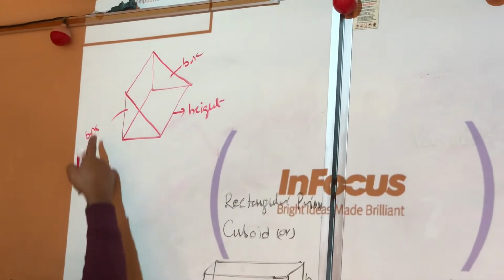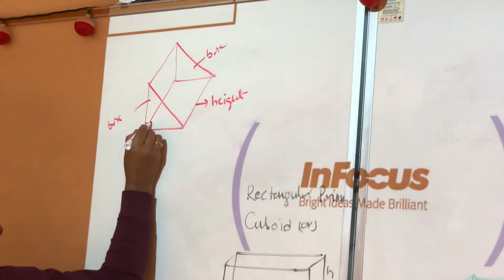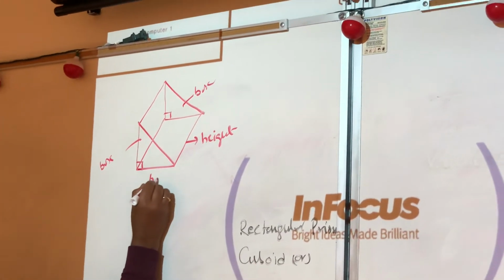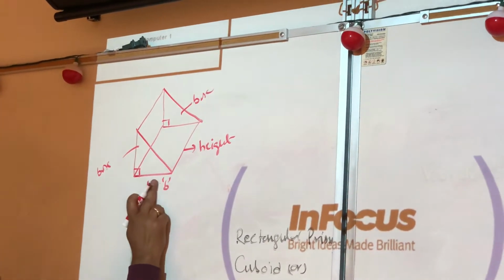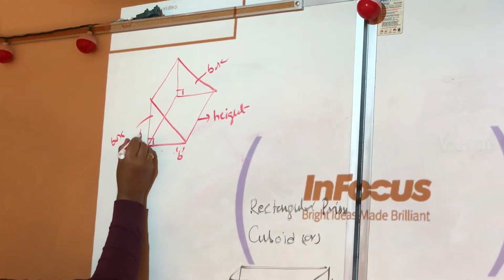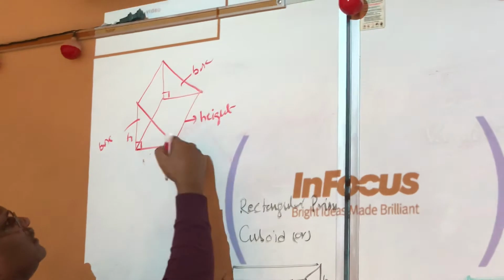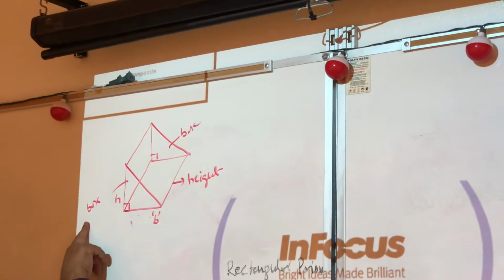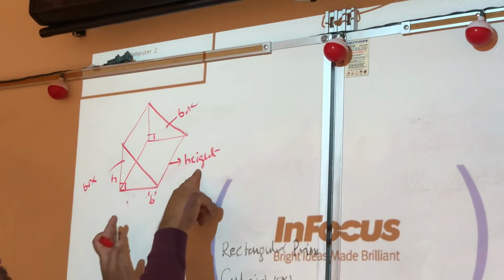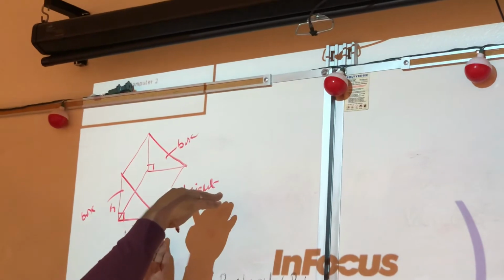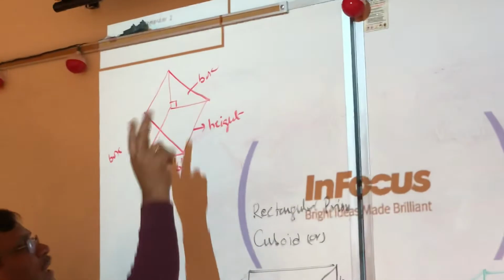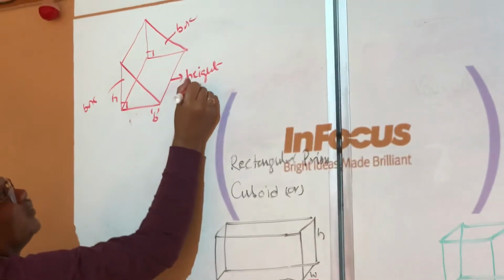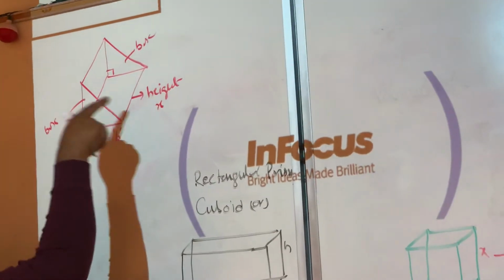So now the base is a triangular shape, with a right angle here. So this is a triangle with base length B, and the height of this triangle is going to be h. This height and this height are different. This is the height of the triangle, but this is the distance between the two parallel faces, which is the height of the triangular prism. So two things: height of the triangular prism, height of the triangle. See the difference? I'm going to call the height of the triangular prism x.